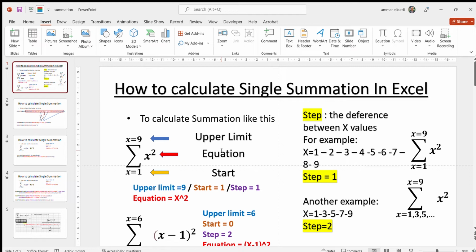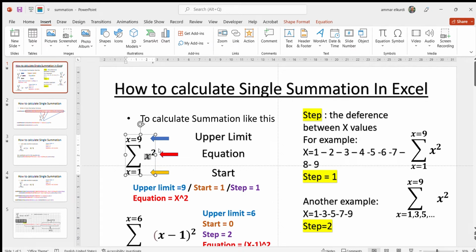First of all, let's concentrate on the basic definitions. Please pay attention. What do we mean by upper limit? This is the maximum value for x. What do we mean by start? This is the lowest value for the x. And the equation for this one is x power 2.